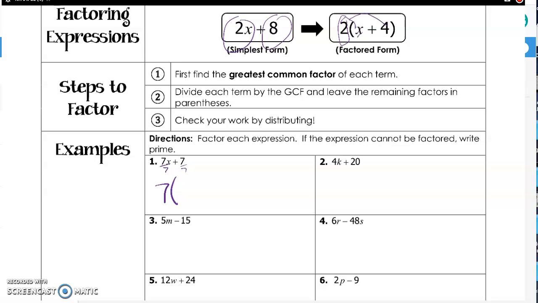7x over 7 is just x. 7 over 7 is 1. So even if it matches completely, you need to make sure you put a plus 1 there. If you didn't put the plus 1 and you tried to distribute, you would not get your second term. So that is considered factored.